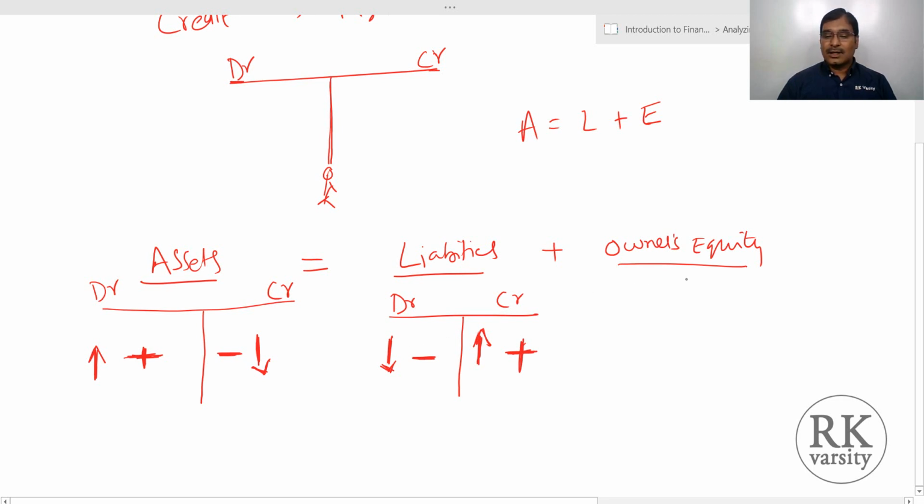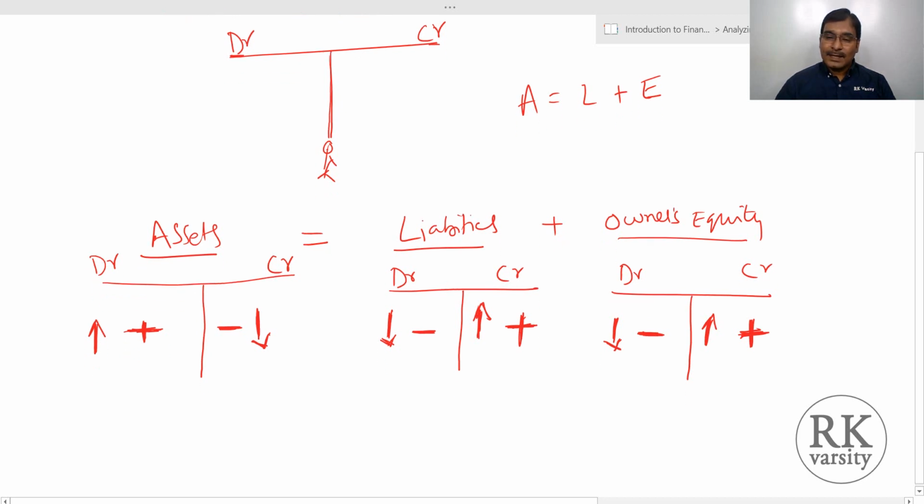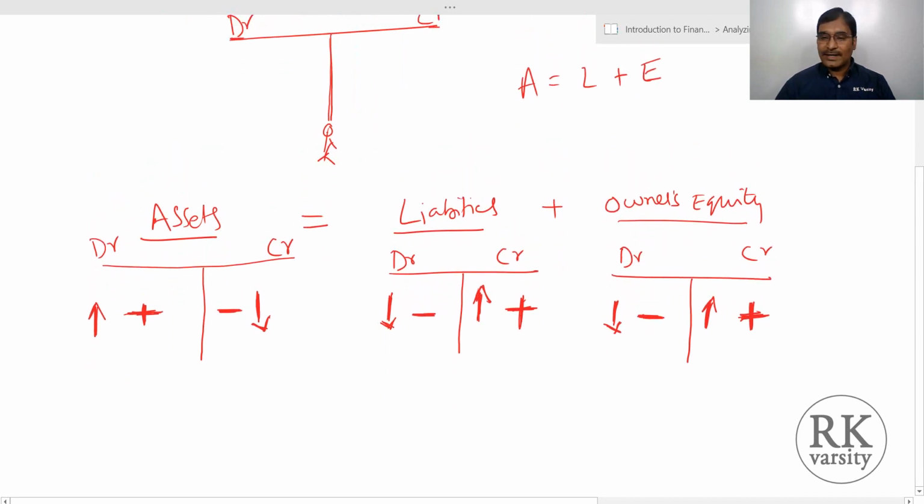As this is on the right side of the equal sign, it will also have the same effect, debit and credit. So if owner's equity increases, we write it on the right hand side, that is the credit side. And when owner's equity decreases, we write it on the debit side. In extension to this, we also have an expanded accounting equation.